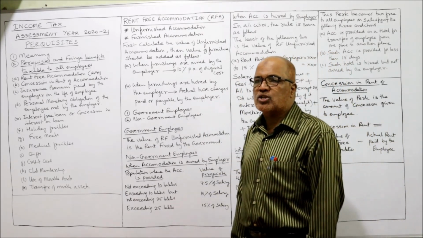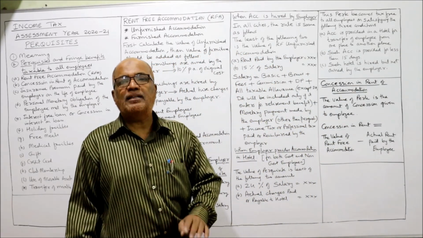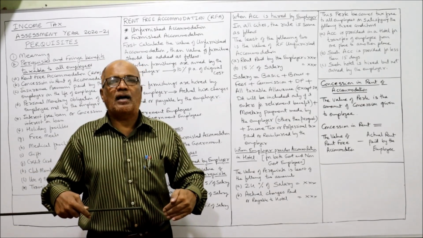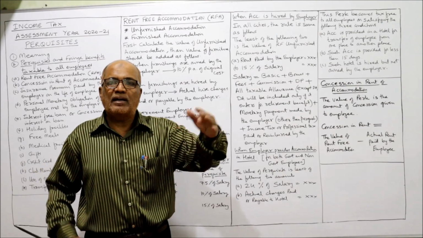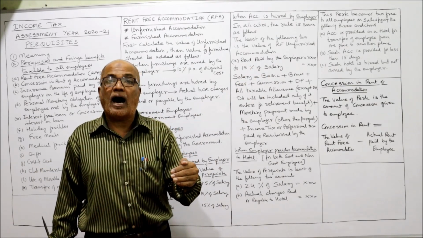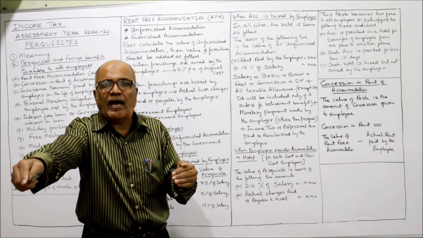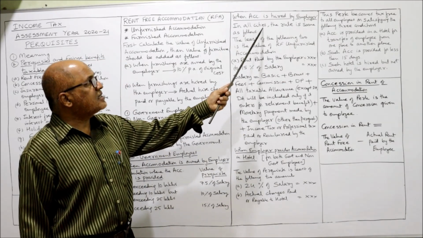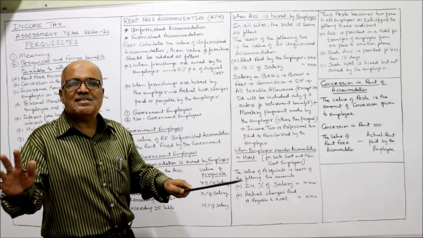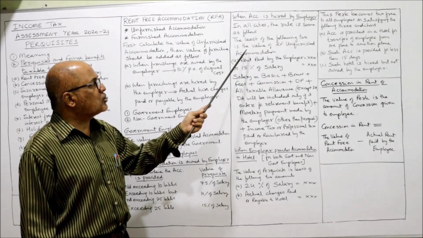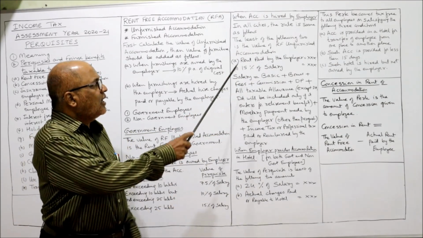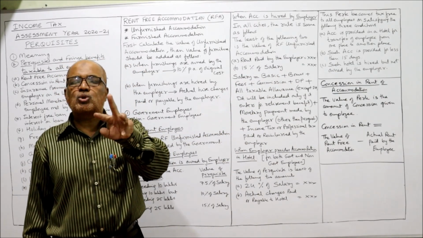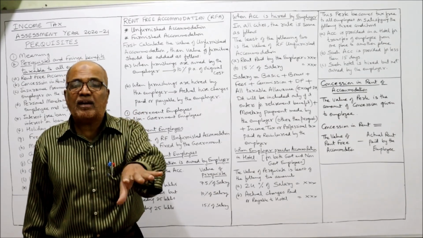Right? Now, the second situation, when the accommodation is hired by the employer. It is not necessary that accommodation will always be owned by the employer. Sometimes the employer will take the accommodation on rent, hired, and this accommodation will be given to the employee rent-free. In that case, in all cities the rule is the same. Whatever be the size of the city, the least of the following two is the value of the rent-free unfurnished accommodation: rent paid by the employer or 15% of salary. The least of these two will be the value.